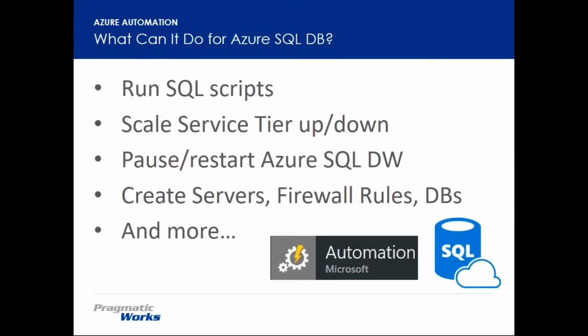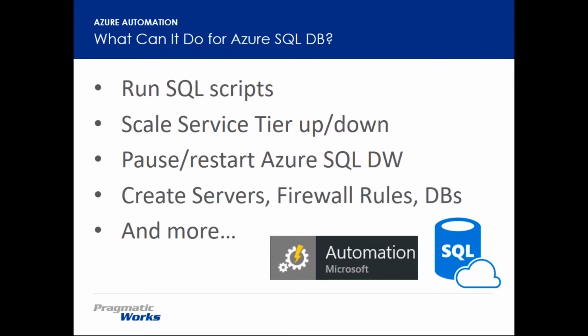So as far as what Azure Automation can do for SQL database, it can do quite a lot. The first one I've listed here is running SQL scripts. That is something that we do a little bit of in SQL Server Agent, maybe running something to update database statistics or whatever the case may be. So we can use Azure Automation to run those SQL scripts.